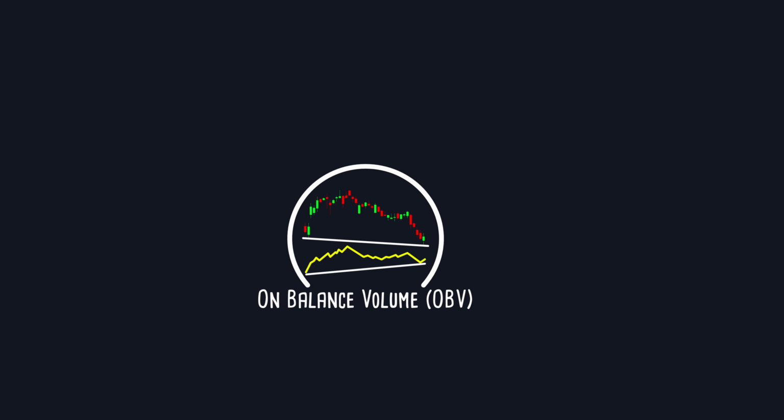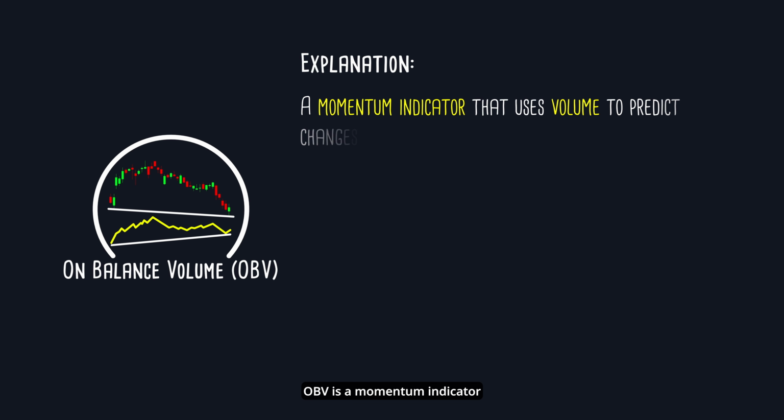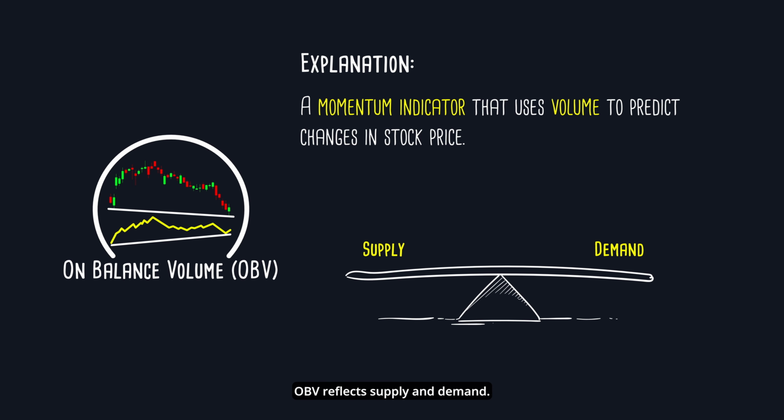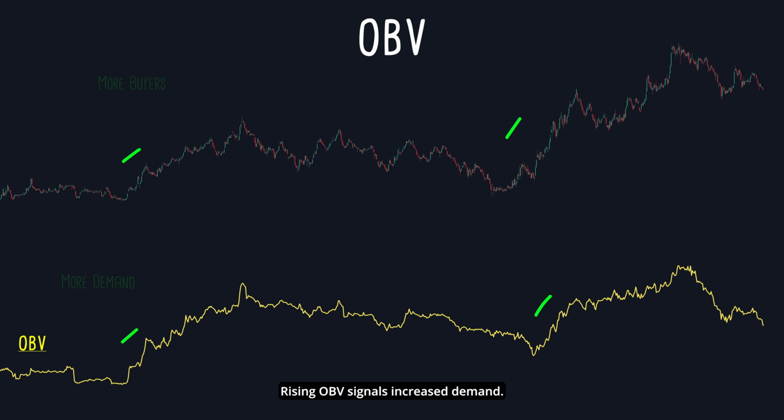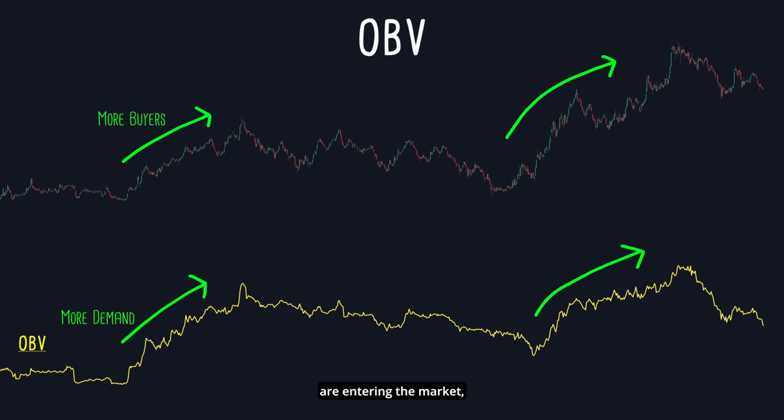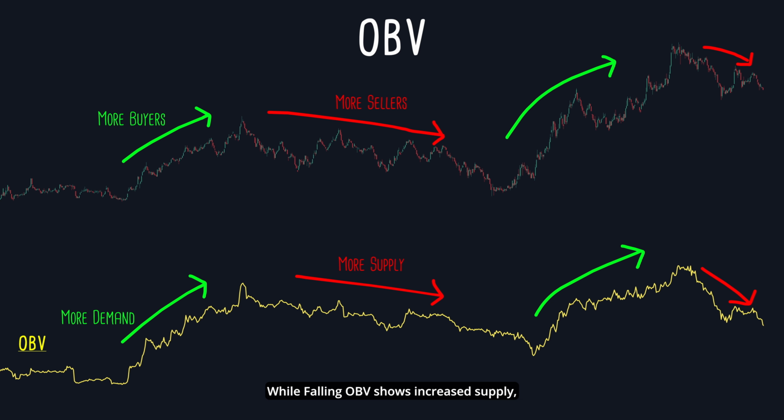On-balance volume. OBV is a momentum indicator that uses volume to predict changes in stock price. Simply put, OBV reflects supply and demand. Rising OBV signals increased demand, meaning more buyers are entering the market, pushing prices up, while falling OBV shows increased supply, meaning more sellers are in control, pushing prices down.